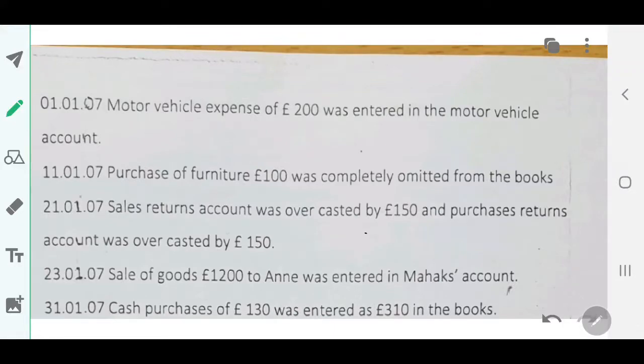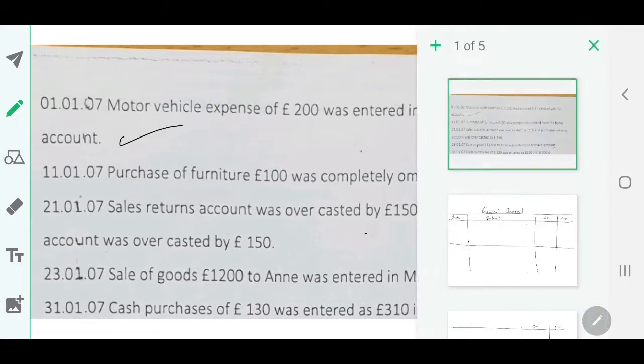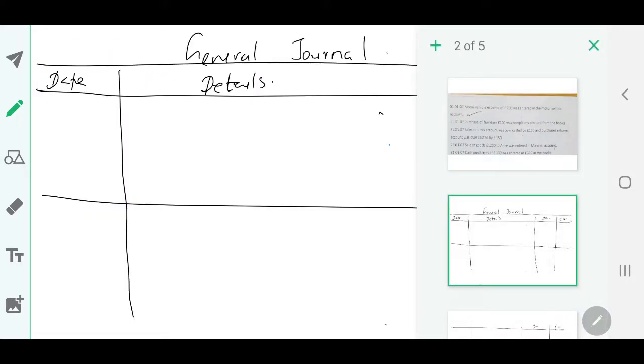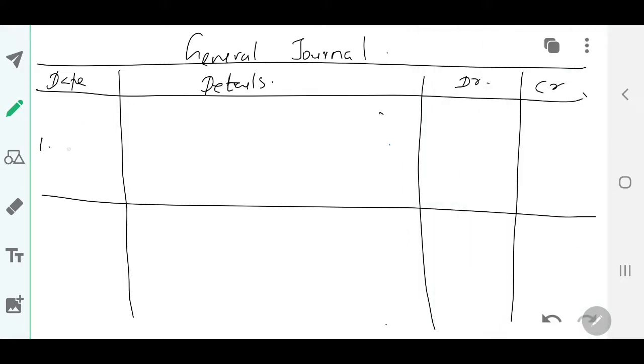Errors that do not affect the trial balance. Let's complete transaction by transaction. On 1st Jan 2007, motor vehicle expenses of 200 was entered in the motor vehicle account. So how are we going to correct this error? This occurred on 1st of Jan 2007.